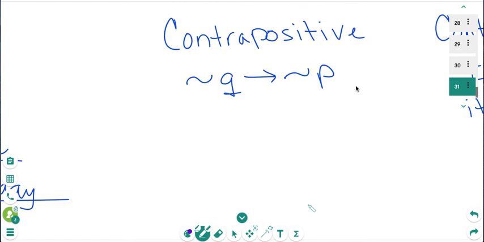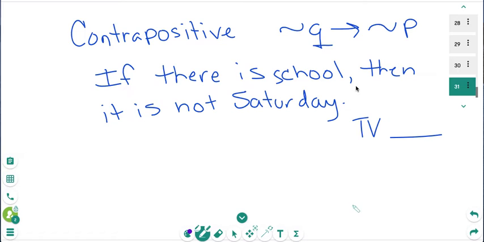All right, now you're going to try the contrapositive. So the contrapositive says, not Q, then not P. So if not Q, then not P. So go ahead and write the contrapositive using your P and Q statements. And let's check to see if you got it right.